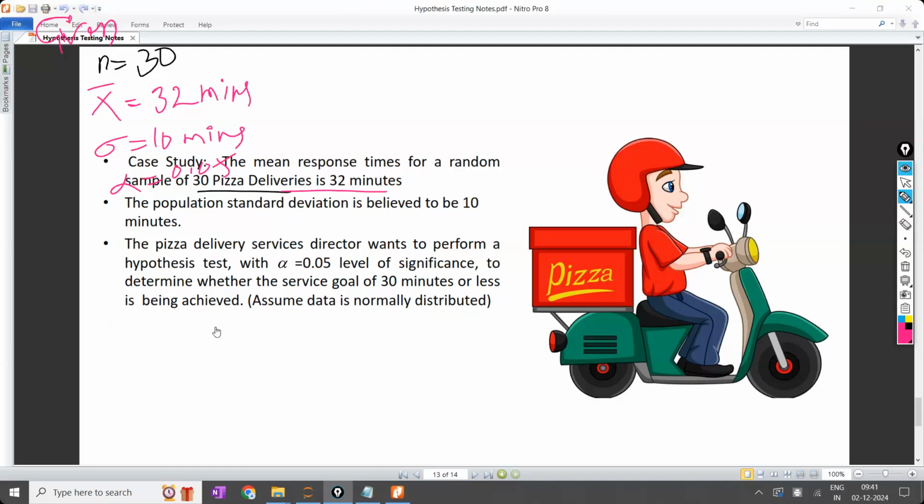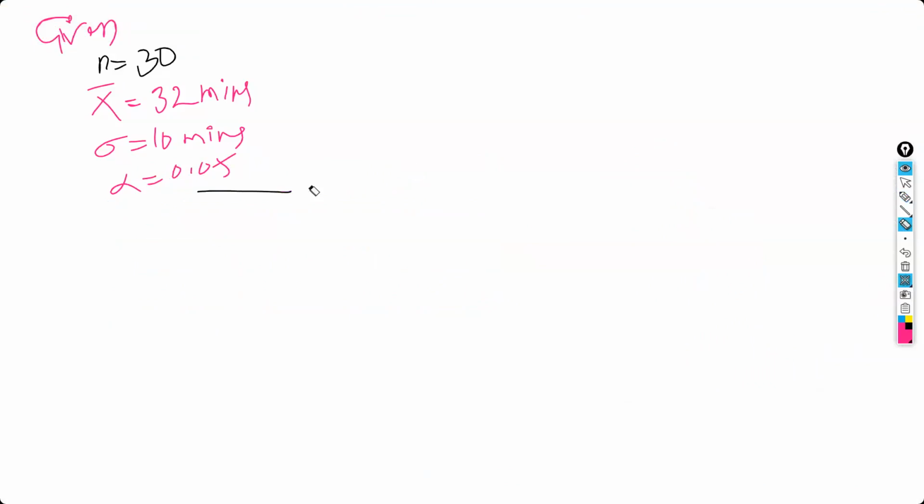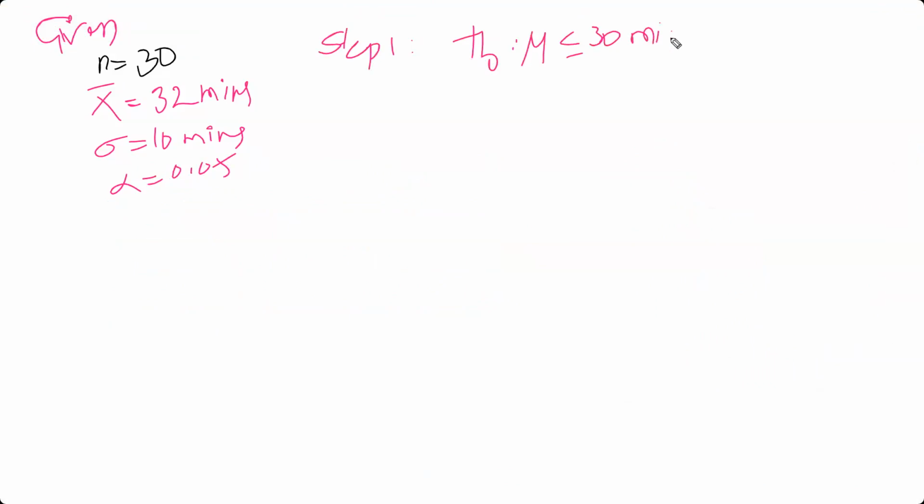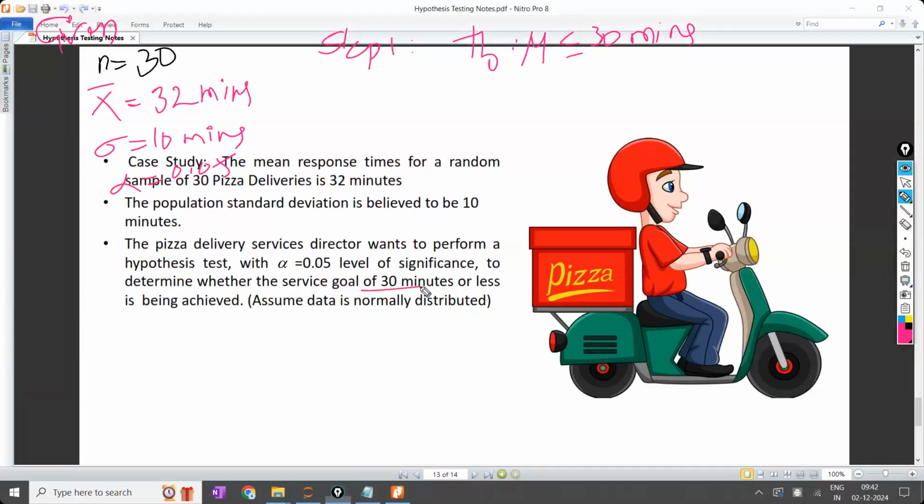Okay. Now, again, what are the steps? Start with step 1. What is the null and alternate hypothesis? Null hypothesis is mu is less than or equal to 30 minutes. Why is it less than or equal to 30 minutes? Because their service goal is to get 30 minutes.